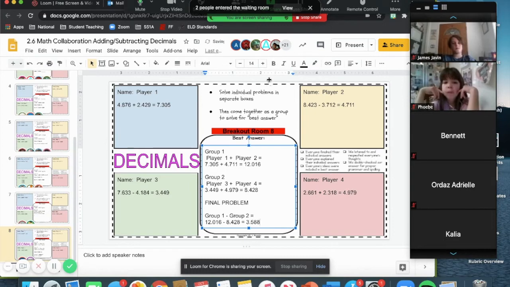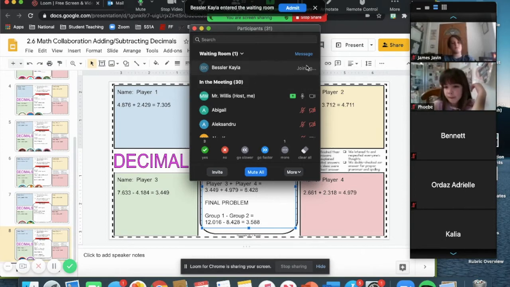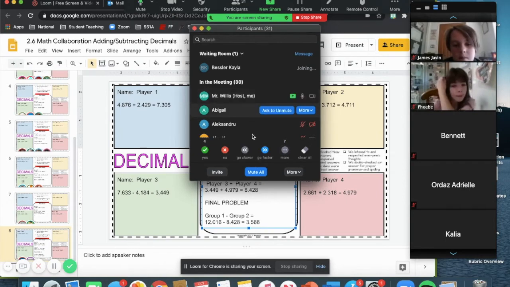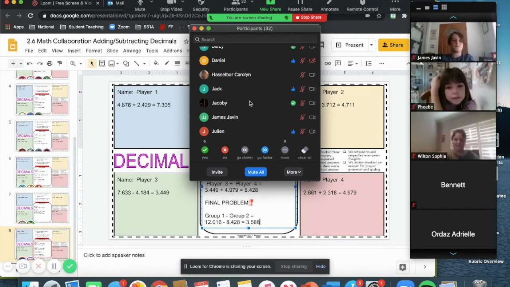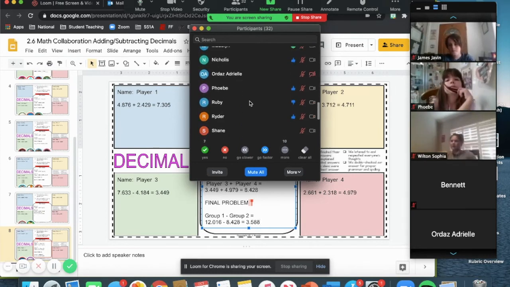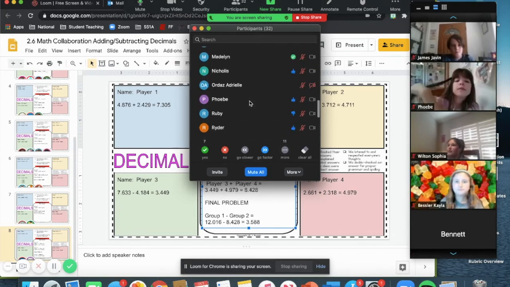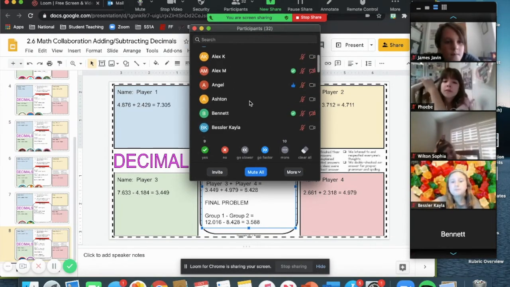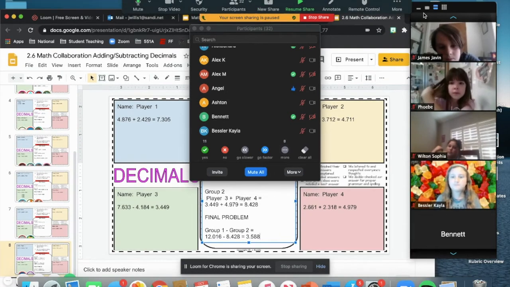3.588. Go into participants. If you agree, put a thumbs up. If you disagree, put a thumbs down. I should have 29 thumbs ups or thumbs downs or check marks. Those work too. Okay, I'm seeing a lot. Ruby, okay, Ruby agrees now. Okay, well done, guys. I saw a lot of good collaboration. Well done with that today, guys.